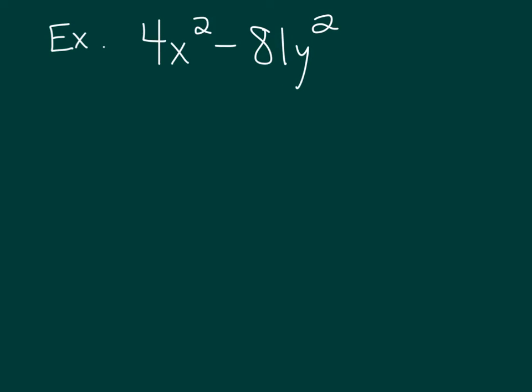All right, so I just made it even a larger type of concept. Again, you're still starting out with your parentheses. Right now, 4 and 81 do not have anything in common, so I can't pull out something between the two of them. So now I start doing my square root game. The square root of 4x squared is a 2x, so I write that in the first position.